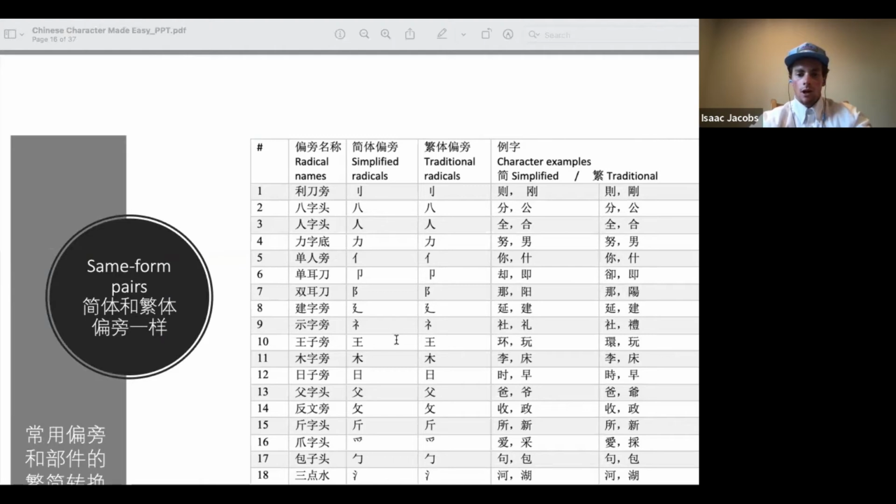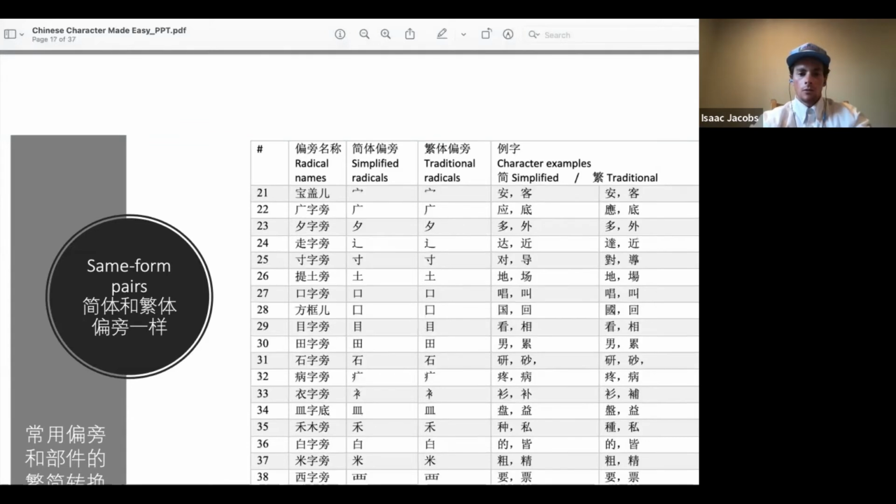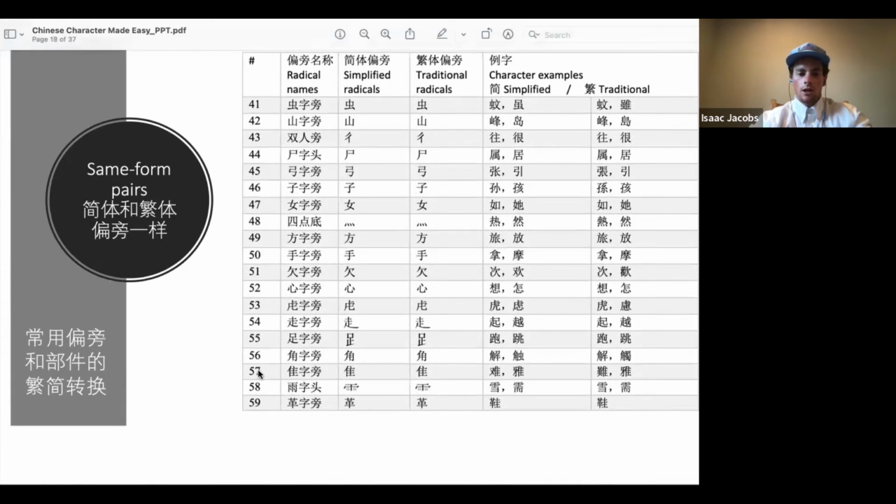Except for the above-mentioned radicals, other commonly used radicals are the same in both simplified and traditional characters, and here's a list of them. On to the next page. And then finally, this last page.